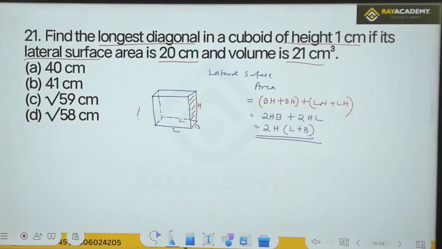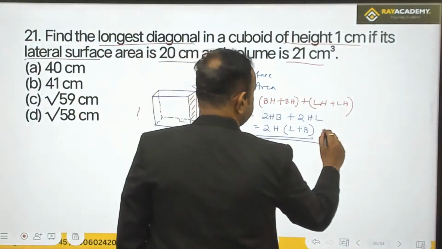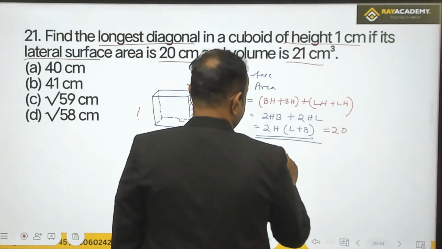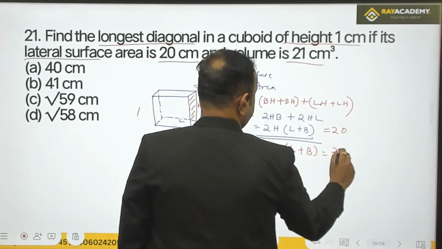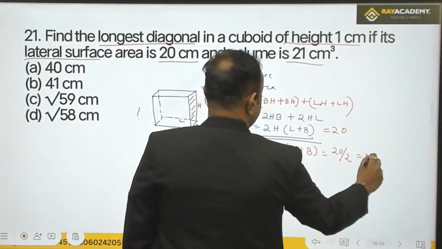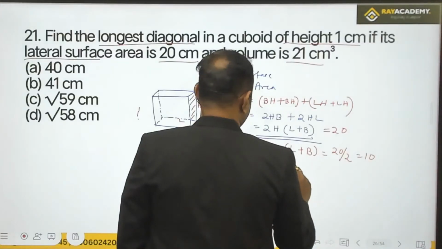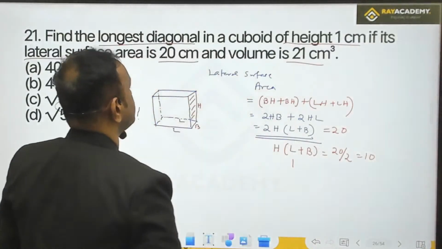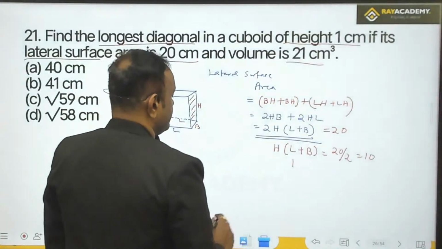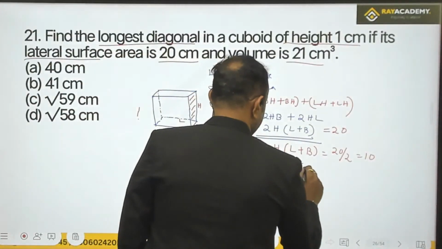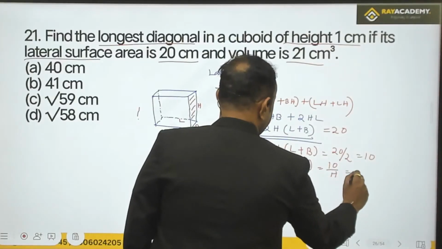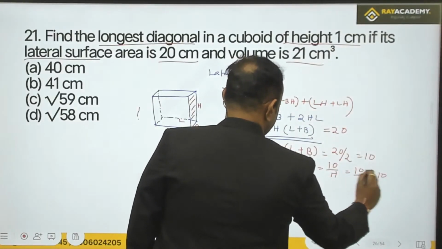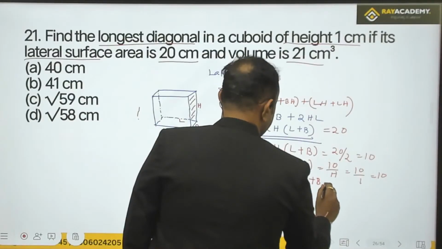Okay. So this is given 20. So you can say H into L plus B equal to 20 divided by 2, that is 10. The height is also given, 1 centimeter. So L plus B equal to 10 by H, that is 10 by 1, that is 10. So you got L plus B equal to 10. Simple thing.